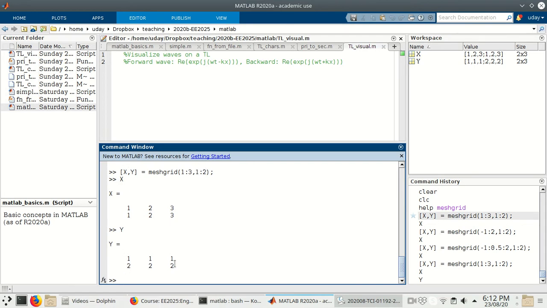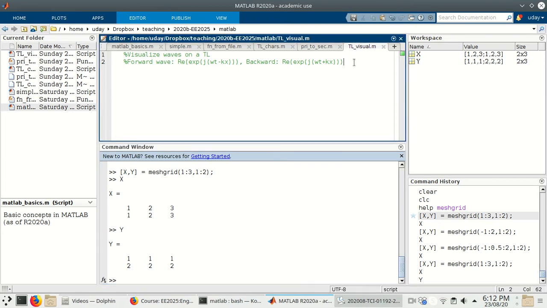Right, so if I take a collection of x comma y, I can denote any point in this xy plane using the capital X and capital Y. So we will be using this meshgrid command to create a grid in space and time. Now let's try to define our wave before we start using the meshgrid.